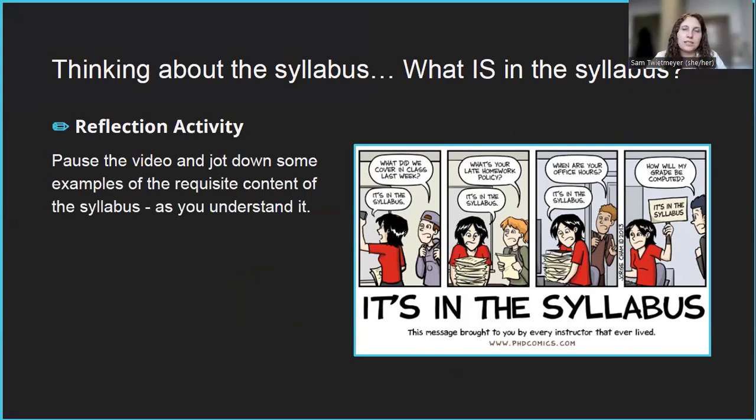There's just a brief reflection activity. You can pause the video and take a moment to yourself, just to jot down what types of requisite content you usually understand the syllabus to contain. And you can admire the cartoon, which I think very much speaks to every instructor's understanding of communicating the syllabus to students. It's in the syllabus. And so, what is in the syllabus is the question. So I'm going to move to the next slide, and if you've restarted the video, welcome back.